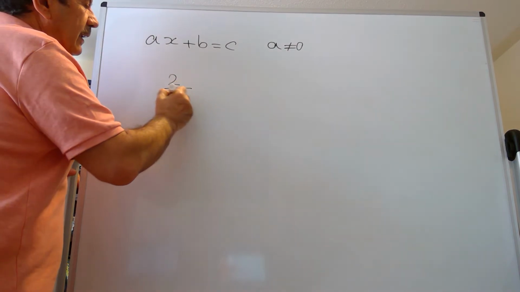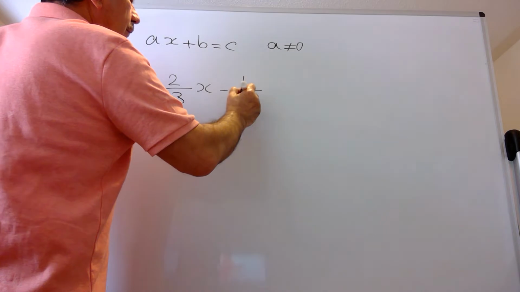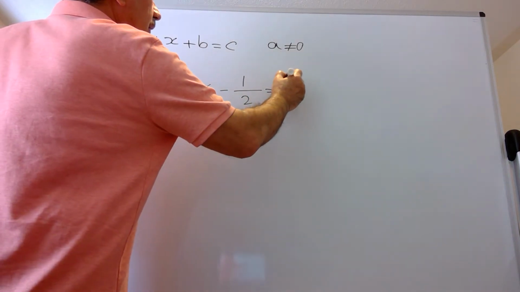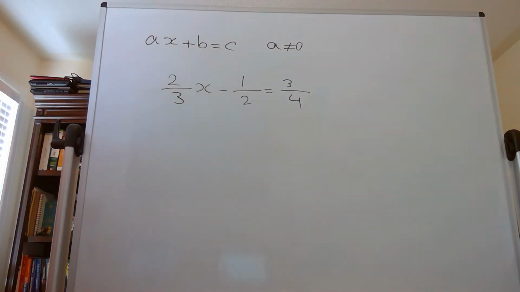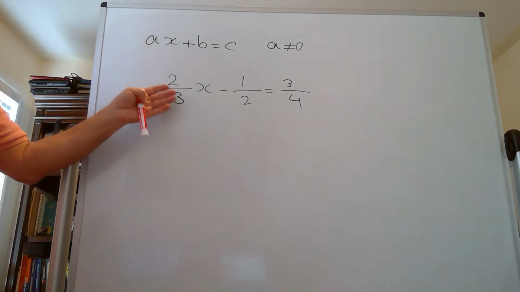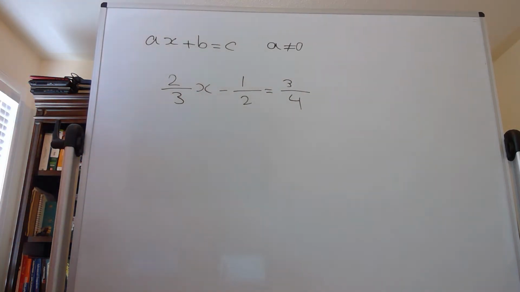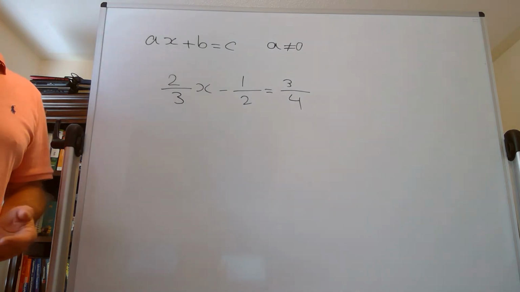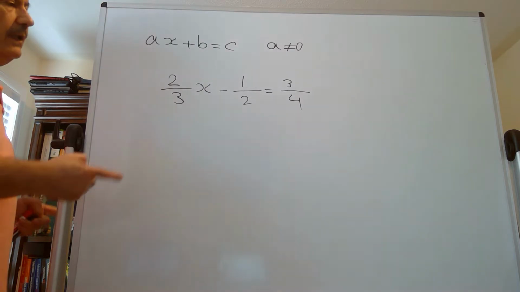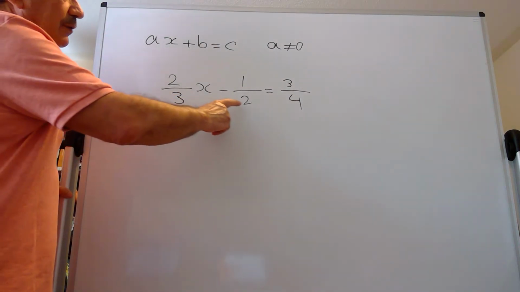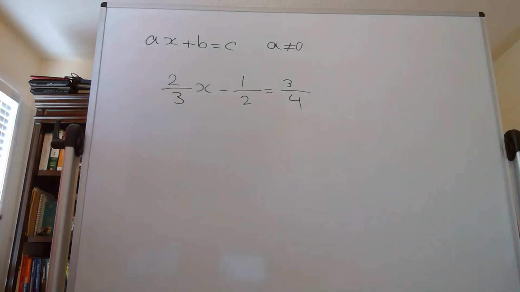2 over 3x minus 1 over 2 is equal to 3 over 4. Can you see, the coefficient is in fraction format and these two constants are in fraction format. What is the best way of solving this equation? Find the LCM between 3, 2 and 4. The LCM between 3, 2 and 4 is going to be 12.